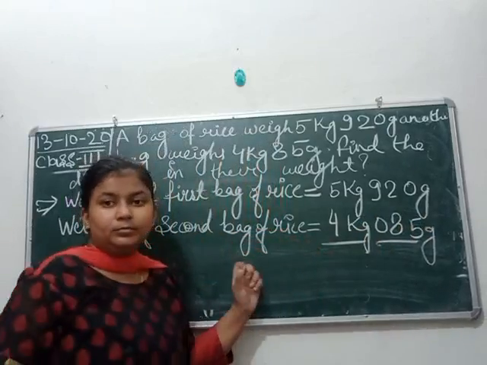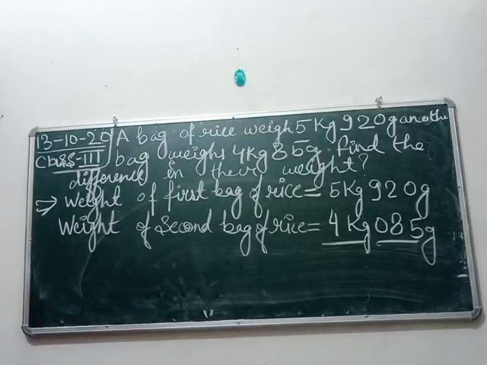Come on, do the subtraction. Five kg 920 gram and 4 kg 85 gram. Come on, do it.